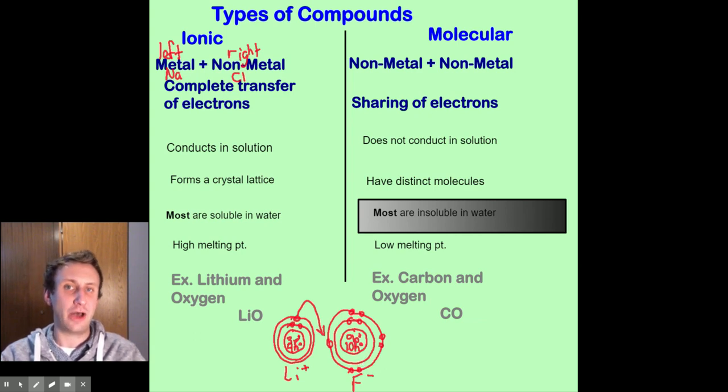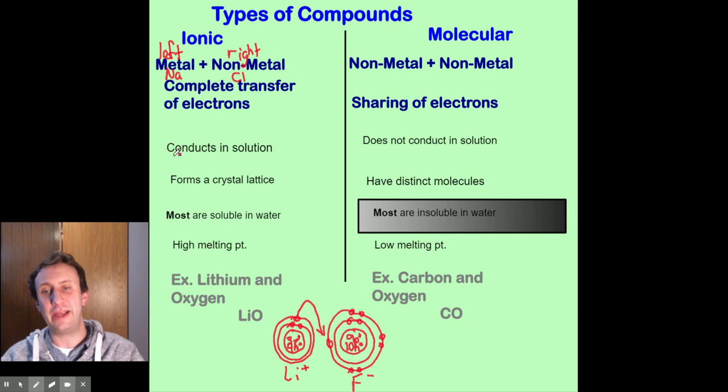Because we now have these opposite charges between the lithium ion and the fluoride ion, they attract, because opposite charges attract. So by doing that transfer of electrons, I now have 2 ions that are attracted to each other because of their opposite charge. So what will I observe for ionic compounds? What are some properties that I would see?